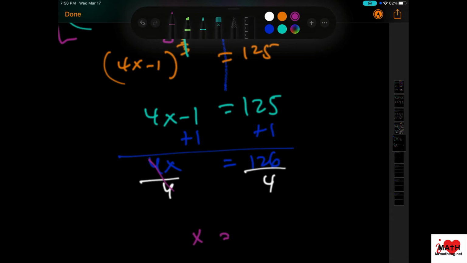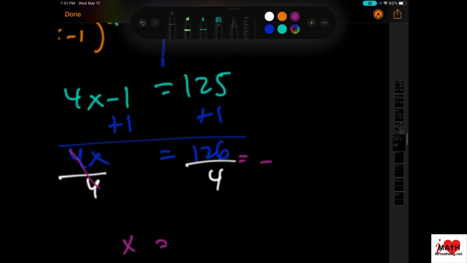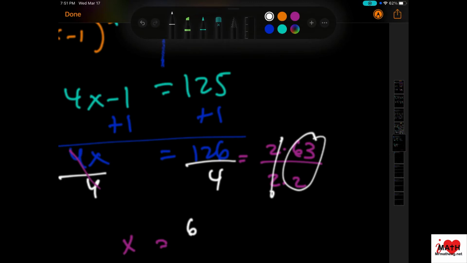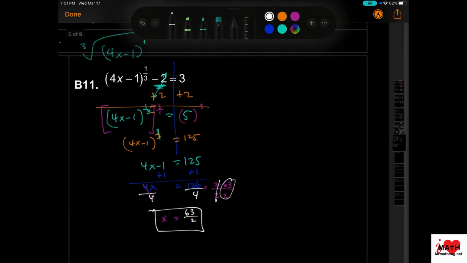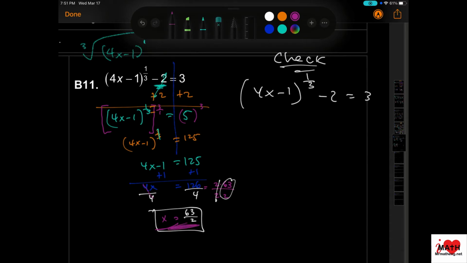x equals, let's see, you have 2 times 2, and half of 126 is 63. And you'll notice that the 2's will cancel, and you're left with that. Okay, let's go ahead and check our answer. Write the original. And x equals 63 over 2.